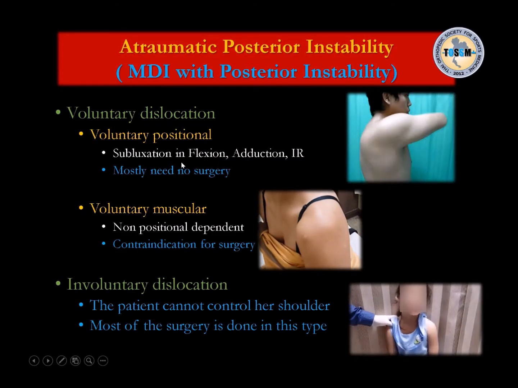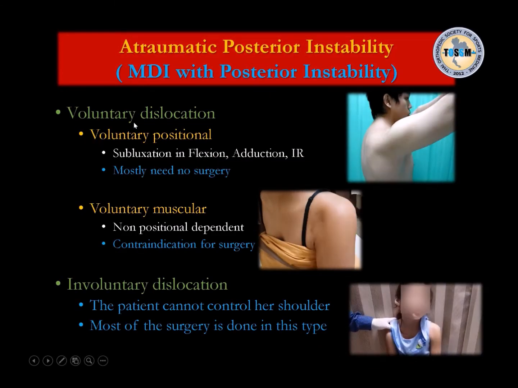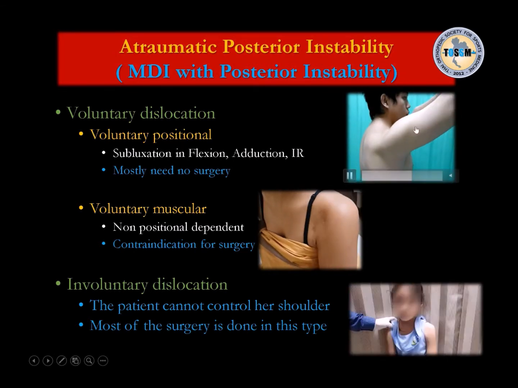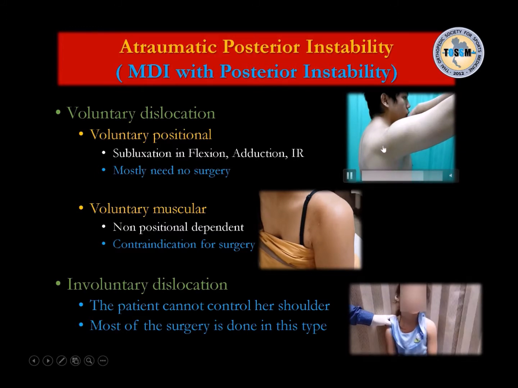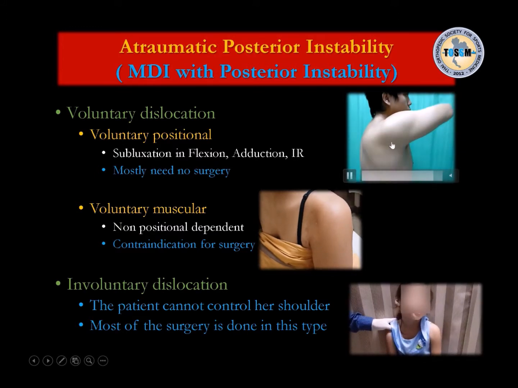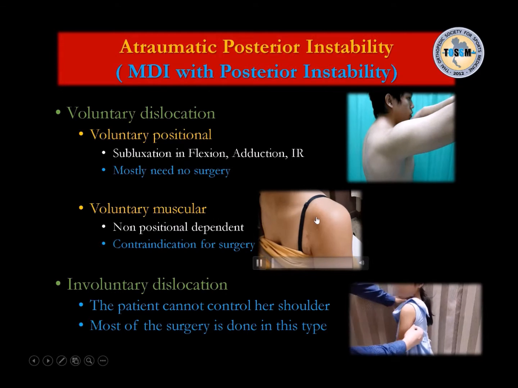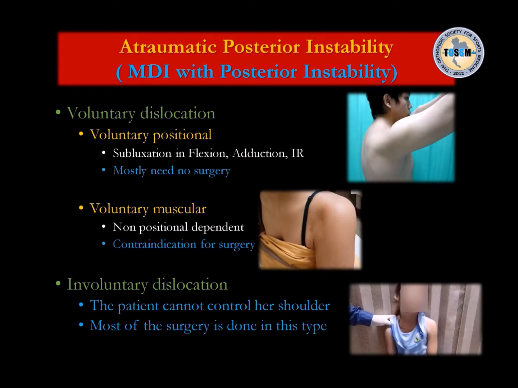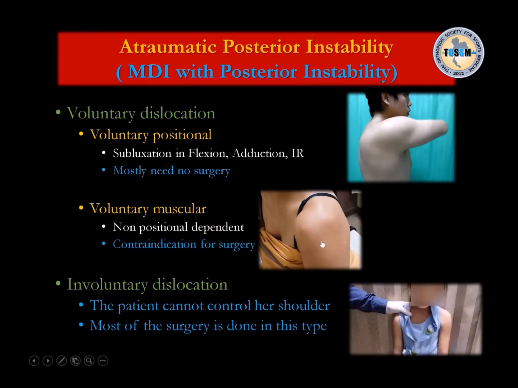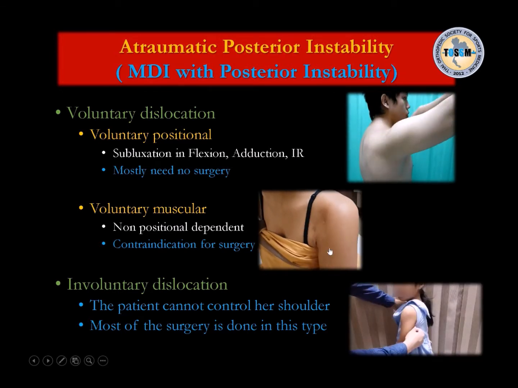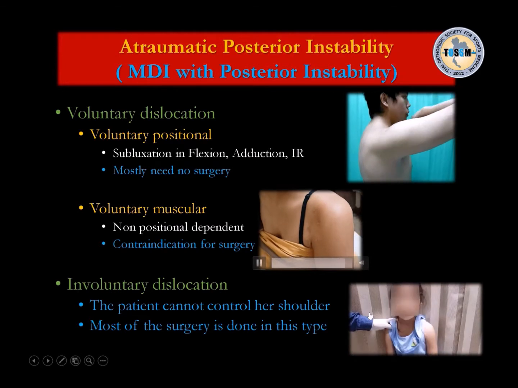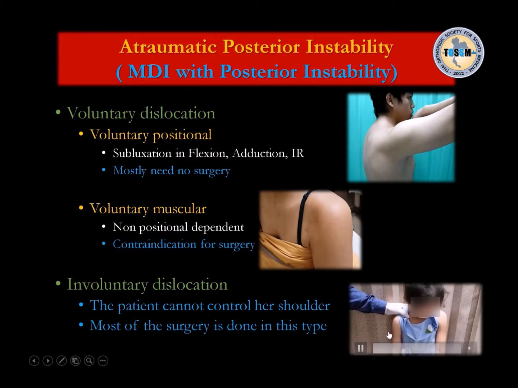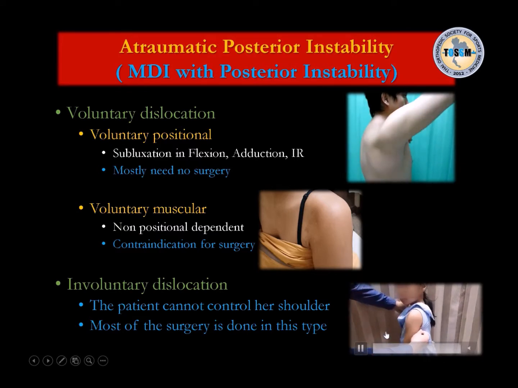So this group you can classify into three groups. Okay, the voluntary or involuntary. The voluntary you can classify into positional. So the patient needs to do adduction and internal rotation to dislocate the joint. Or this is the muscular dislocator. They just contract the muscles. Okay, they can have this dislocation, but careful, this condition should not be touched. Okay, this is an involuntary dislocation. The patient cannot control. Many times they have a scapular problem.